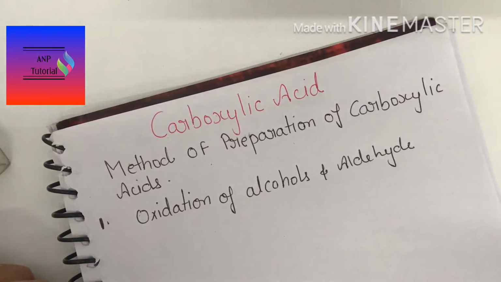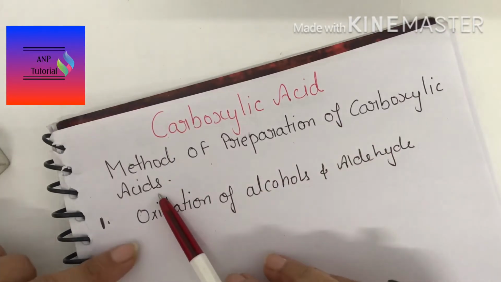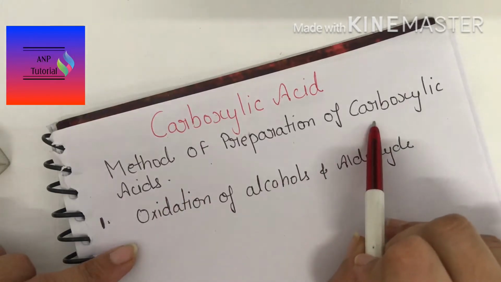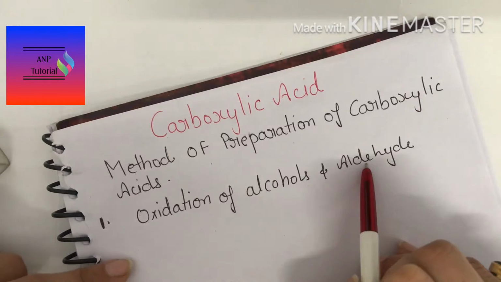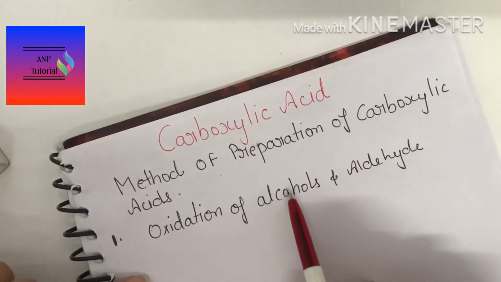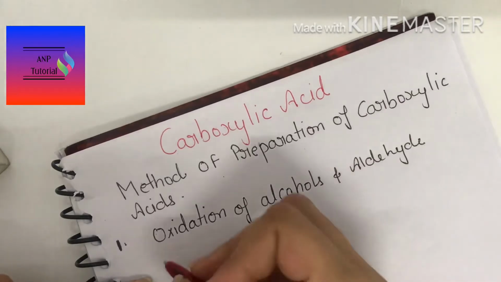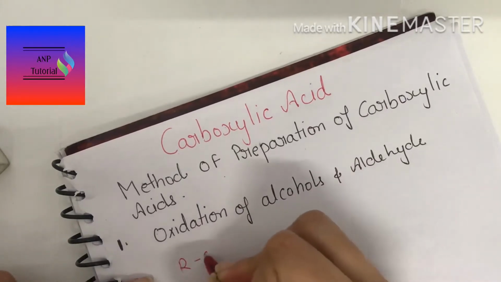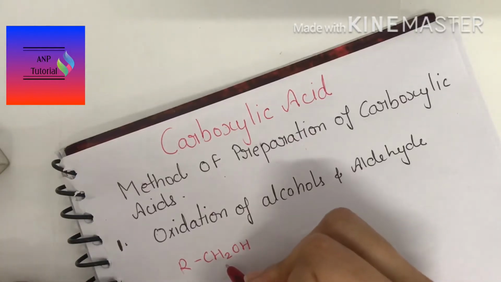In this lecture, we will discuss methods of preparation of carboxylic acids. We can get carboxylic acids by oxidation of alcohols and aldehydes, right? Oxidation of alcohols can be carried out in the presence of an oxidizing agent. Here, I am taking the example RCH2OH. It is an example of a 1 degree alcohol.